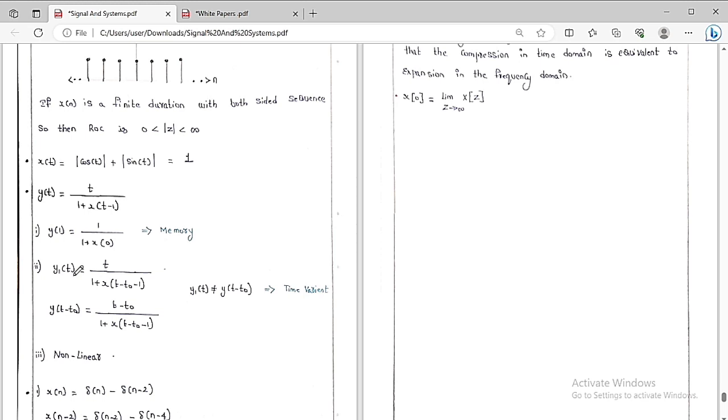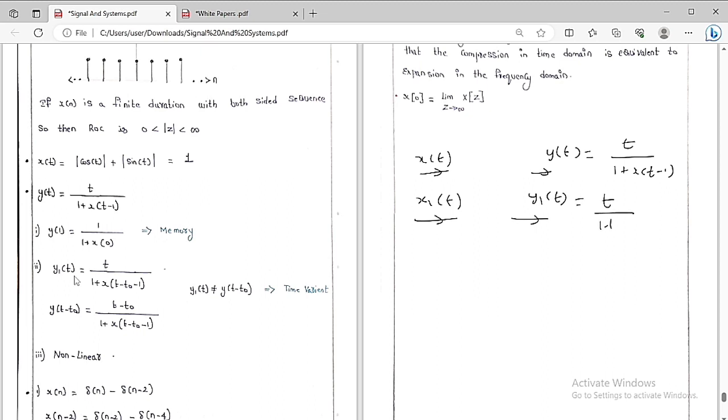Suppose the input is x(t). What is the output that we are going to get? y(t) is equal to t by 1 plus x(t minus 1). Suppose the input is x1(t), then the output is y1(t) equal to t by 1 plus x1(t minus 1). Suppose the input x1(t) is the delay of the previous input, x(t minus t naught). Then what is the output y1(t)?